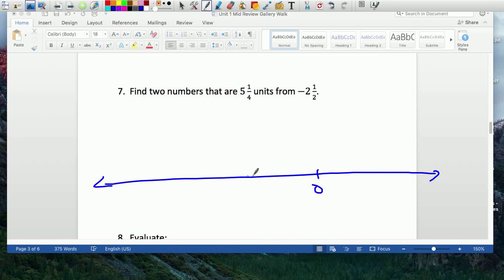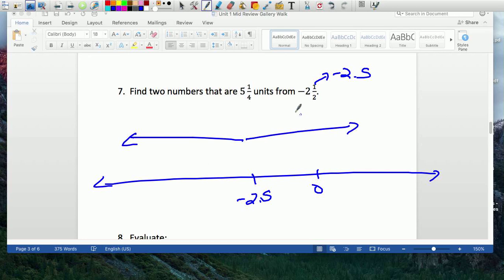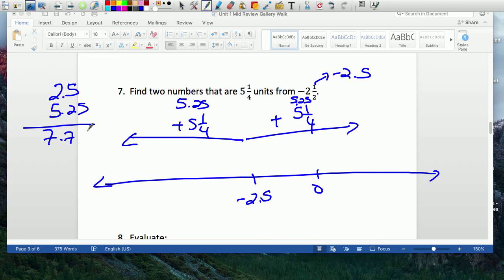Do the 0. I'm going to change that to negative 2.5. And what's 5 1/4 units that way? So let's take that and add. So 2.5 and 5, instead of 5 1/4, I'll write 5.25. 5.25 makes life easier. So 2.5, 5.25 is 7.75 negative.